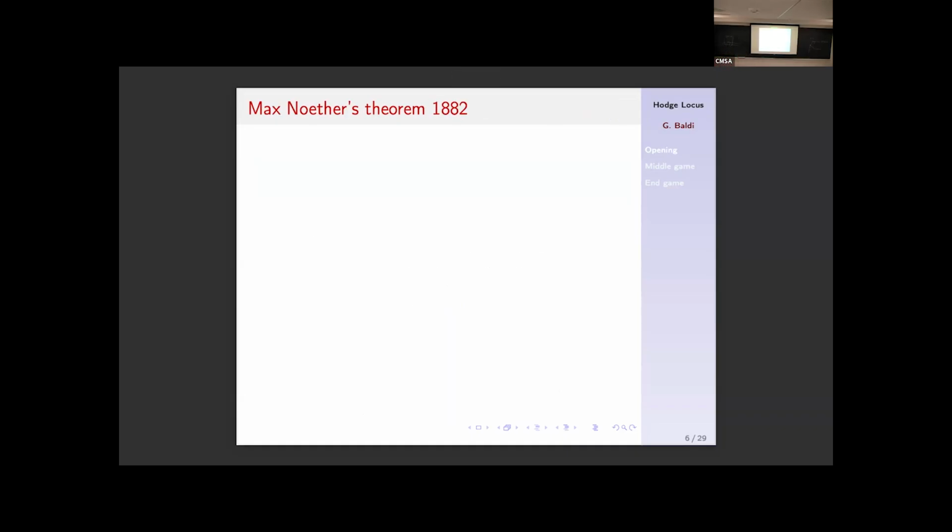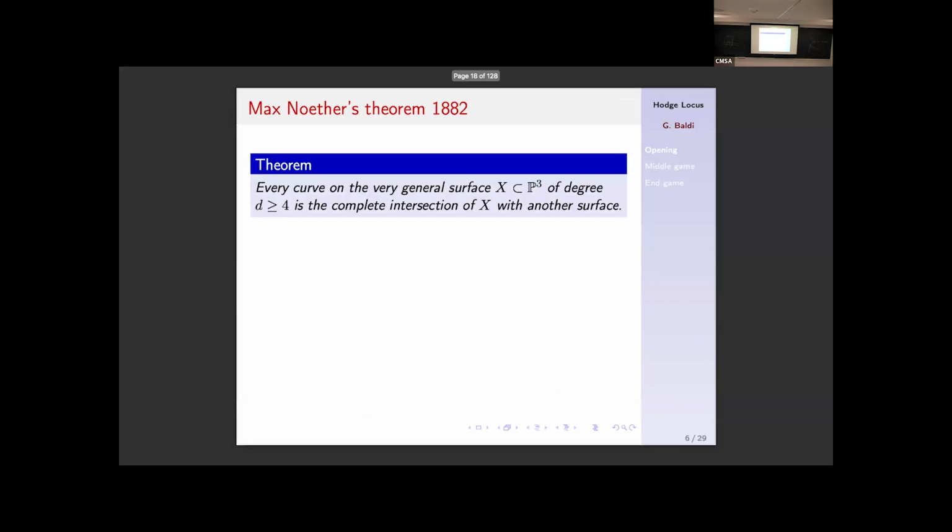And there's a theorem from 1882 of Noether. It says the following: every curve on the very general surface X in P3 of degree d bigger or equal than 4 is the complete intersection of X with another surface. Well, why d equal to 4? I think in Pierre Deligne's talk yesterday, he gave an example with d equal to 3, and we saw that it was not the case somehow. So that was kind of already explained.